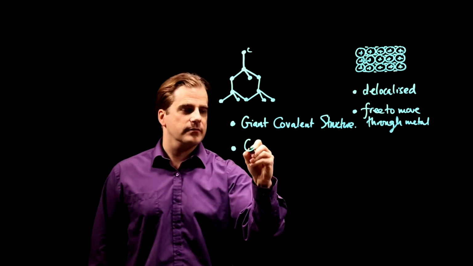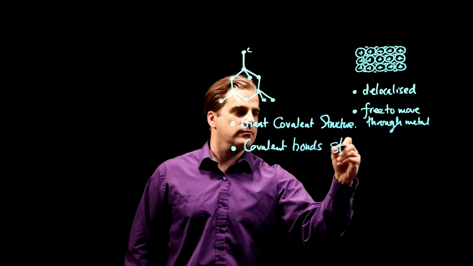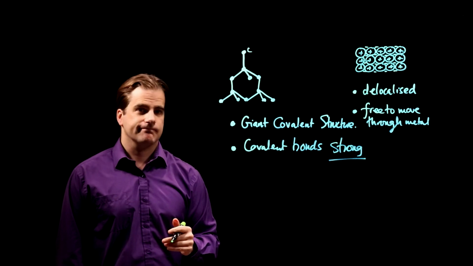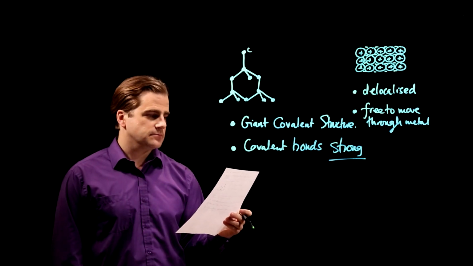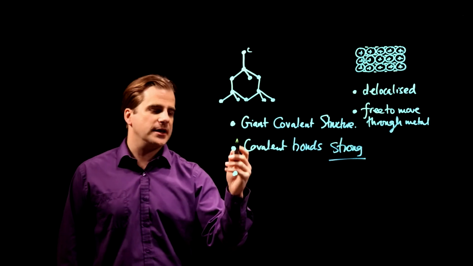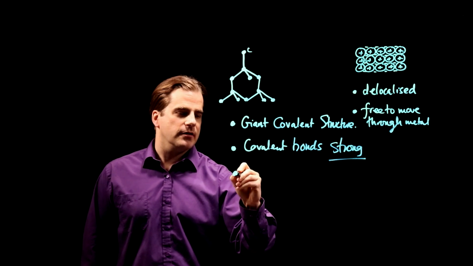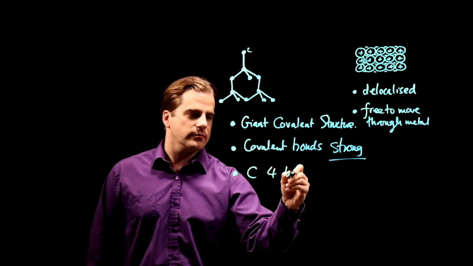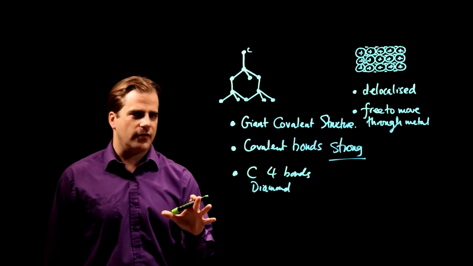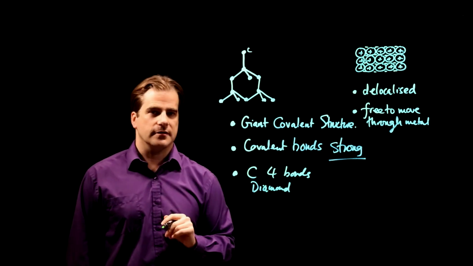And covalent bonds are strong. And that's why diamond is hard. Yeah. It's a 2-mark question, so that'll get you the marks. But you could mention that in the giant covalent structure, each carbon forms 4 bonds in diamond. Not in graphite, by the way. In diamond, carbon forms 4 bonds to the other carbons.